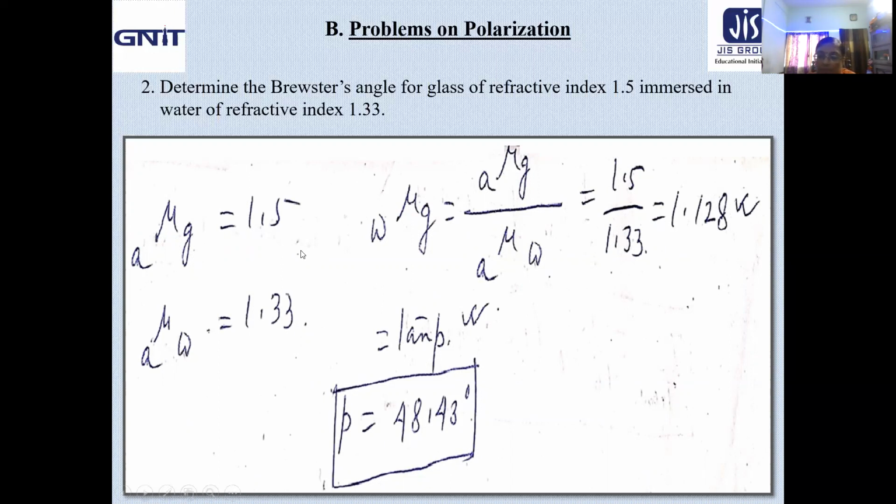Now look at the question very carefully. Brewster's angle is what you are asked to find. In the last class we discussed that Brewster's angle is nothing but the angle of polarization. Naturally, once mu is found, tan P equals that, and from there you can very easily find P equal to 48.43 degrees. Now this must be written properly. For mu of glass with respect to water, in the numerator you write mu of glass, and in the denominator mu of water. Then only you will get the correct answer, otherwise not. So be careful at this point.